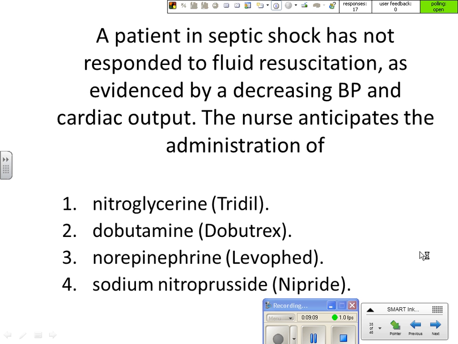The patient in septic shock has not responded to fluid resuscitation, as evidenced by a decreasing BP and cardiac output. The nurse anticipates the administration of nitroglycerin, Tridil, dobutamine, Dobutrex, norepinephrine, Levophed, sodium nitroprusside, Nipride.